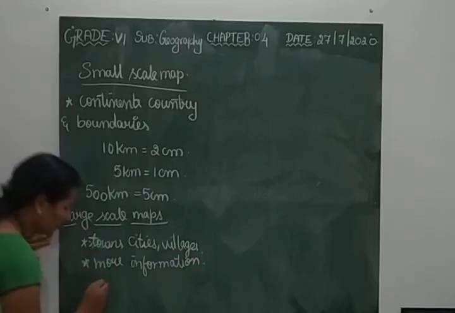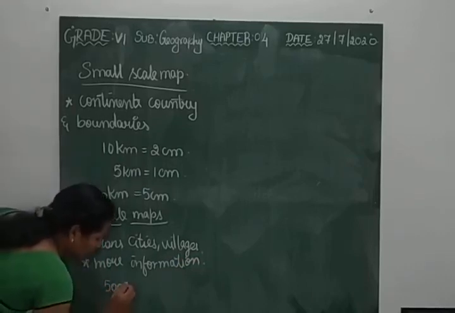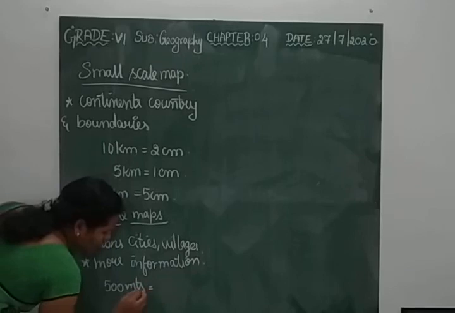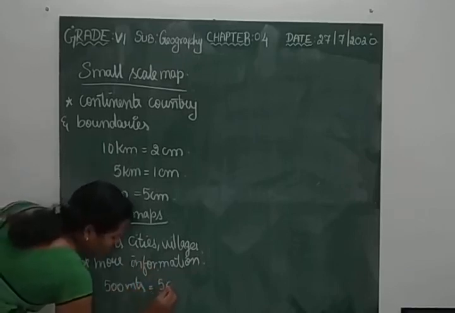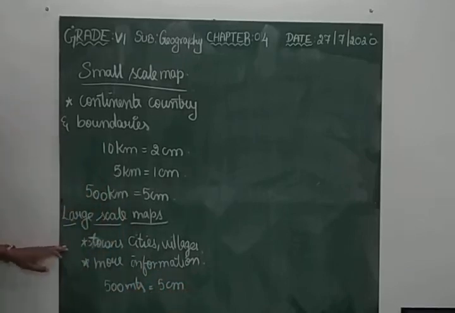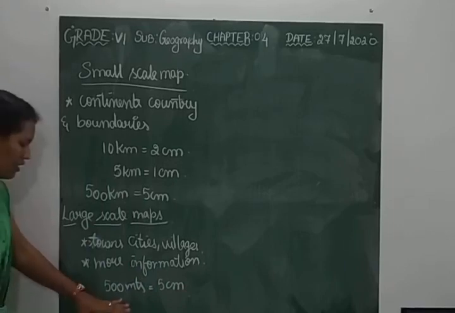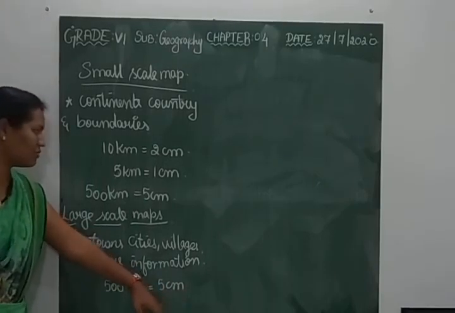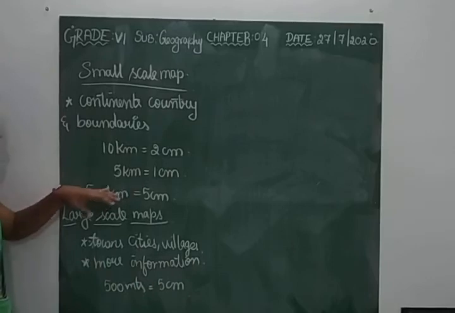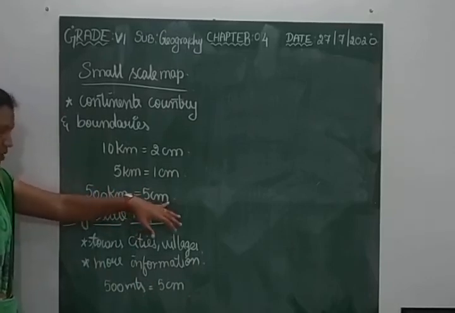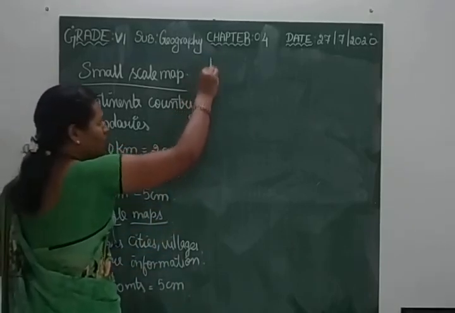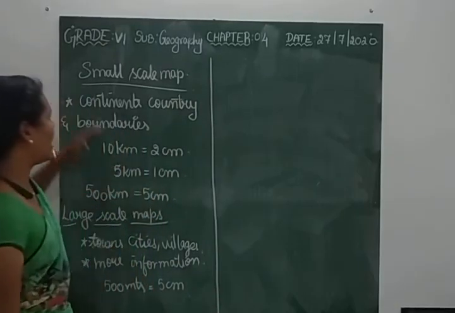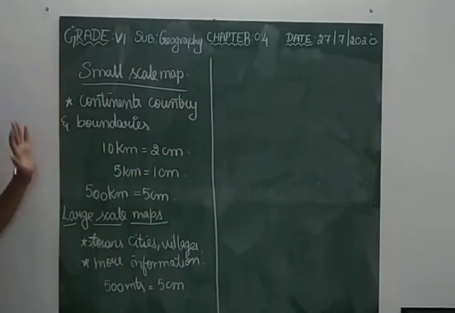How is it calculated? 500 meters equal to 5 centimeters. This is the calculation of large scale map. Large scale map is calculated on 500 meters equal to 5 centimeters. In small scale map, 500 kilometers equal to 5 centimeters. This is about the distance. What is scale? How by using the scale we draw the map.